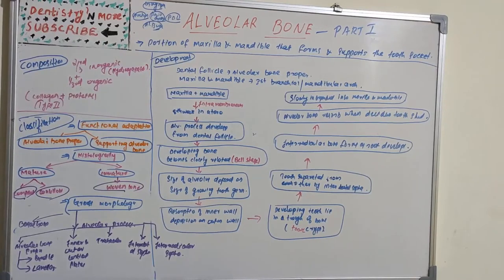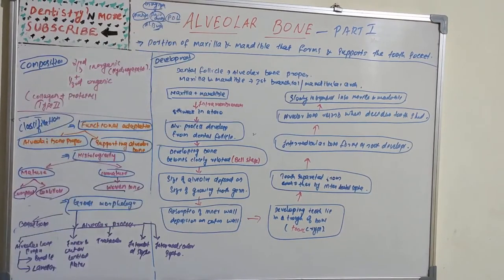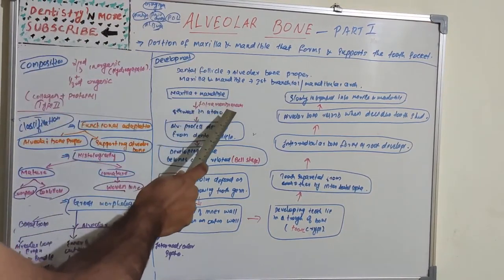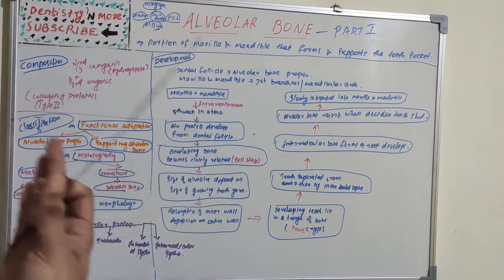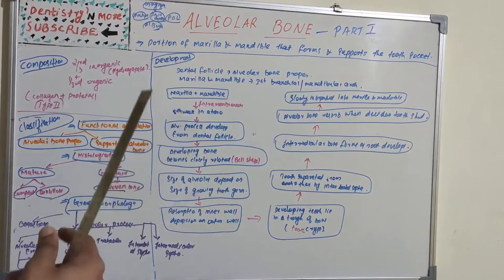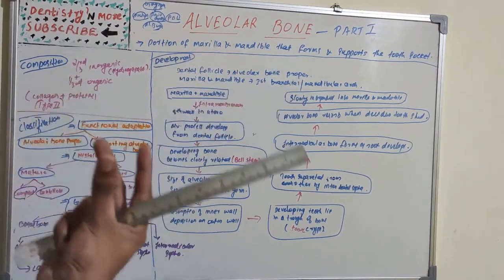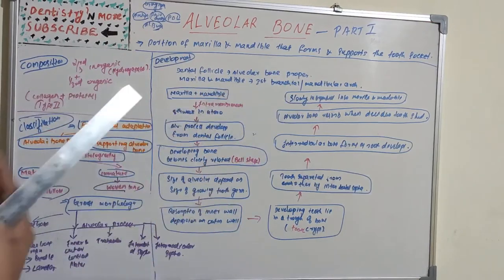So the dental follicle gives rise to periodontal ligament, cementum and alveolar bone. So that's about development. The maxilla and mandible form through intramembranous ossification. In the 8th week in utero, the alveolar process develops from the dental follicle and it becomes closely related in the Bell stage. It depends on the tooth germ size, and resorption happens on the inner wall, deposition on the outer wall, and it grows.